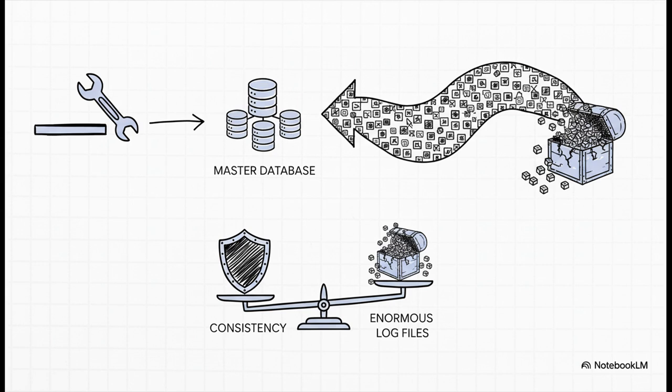But, and it's a big but, here's the trade-off. If your query updates 1 million rows, your log file is now going to contain 1 million individual row updates. It can become absolutely enormous. You've just traded guaranteed consistency for a ton of disk space and network bandwidth.